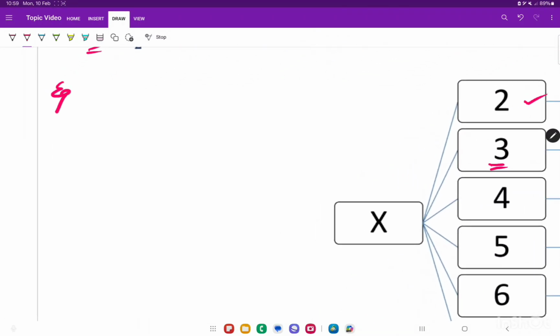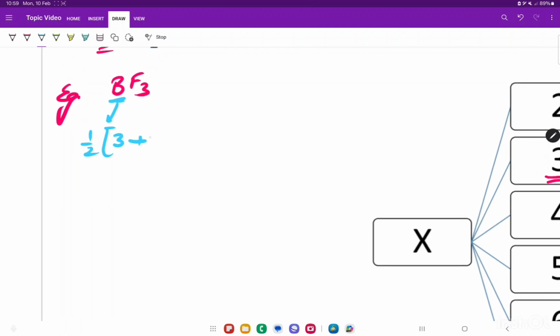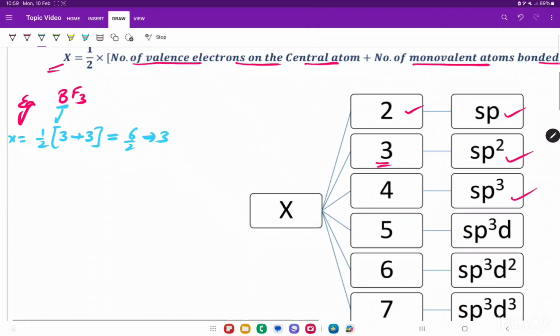For example, if I take BF3, boron trifluoride, we know boron is my central atom. The number of valence electrons on this boron, which is the central atom, is 3, plus fluorine, which is the monovalent atom surrounding it, is 3. It comes out to be 6, divided by 2, that equals 3. It means the value of x equals 3. And when the value of x is 3, what is the hybridization? sp2. It means BF3 has sp2 hybridization, which we all know is correct.